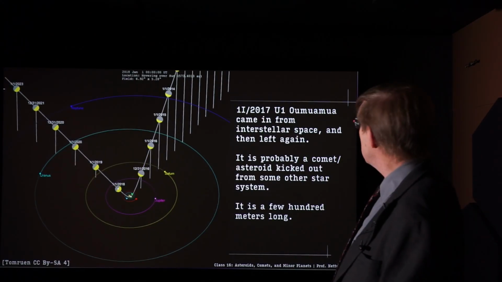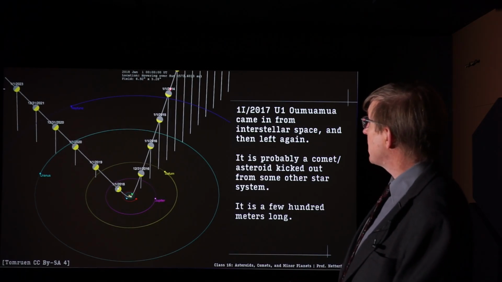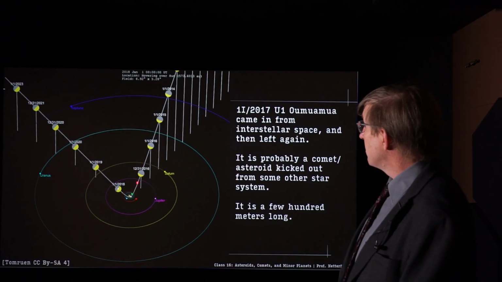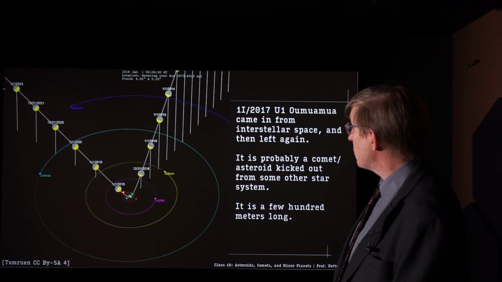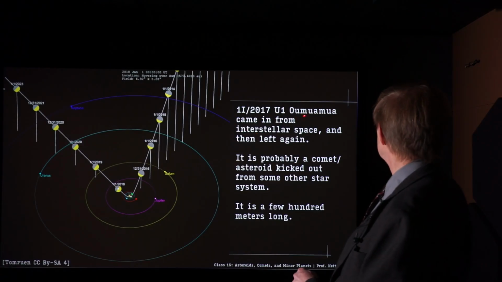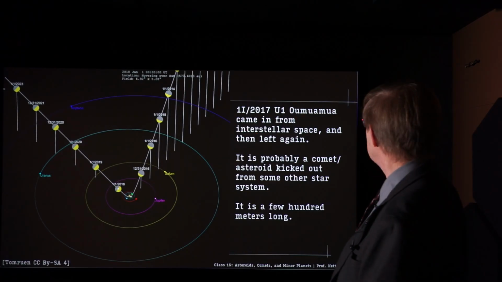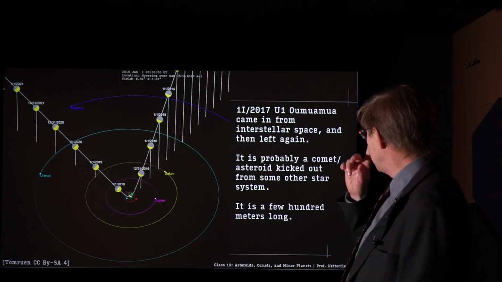A couple of years ago, 2018 in fact, an object from well outside the solar system came whipping in, got close to the sun, bent around the sun, and it went shooting back out again. Its name is Oumuamua. It's kind of a cool name. I wish I could pronounce it. Came from interstellar space and then left again.